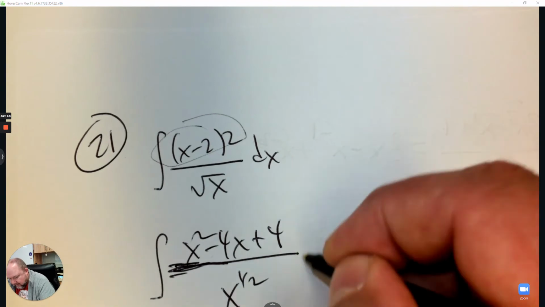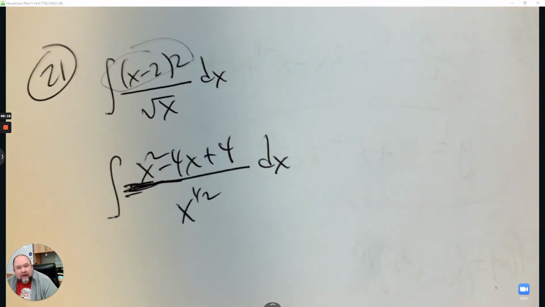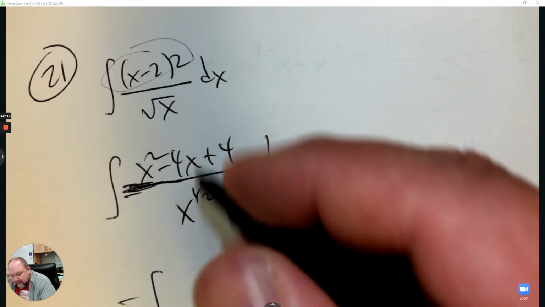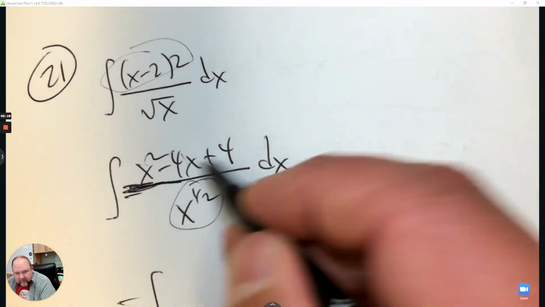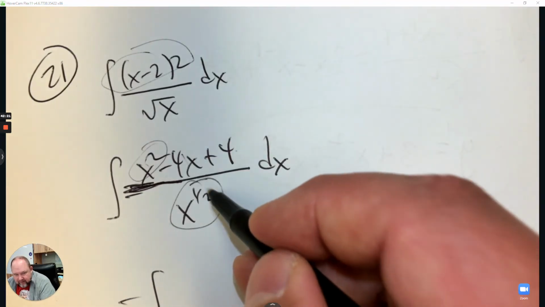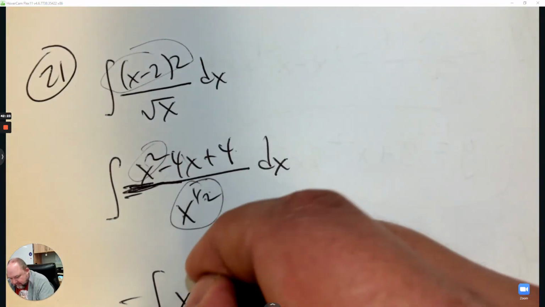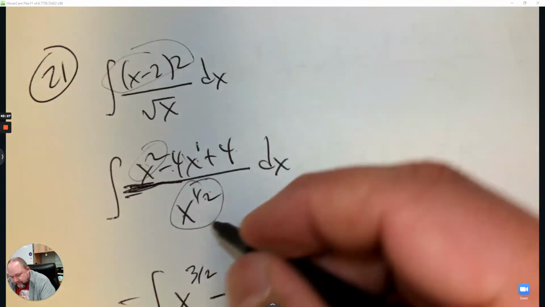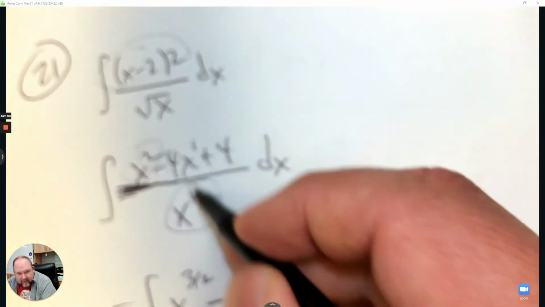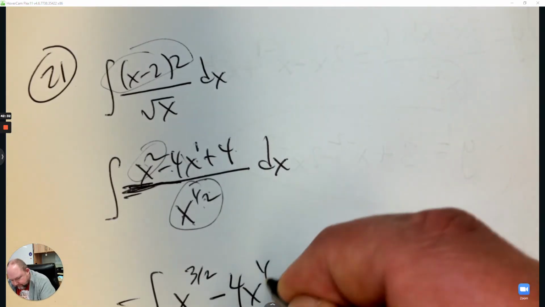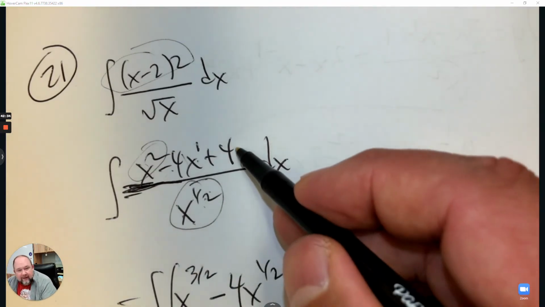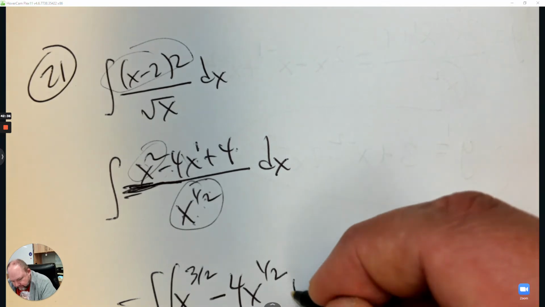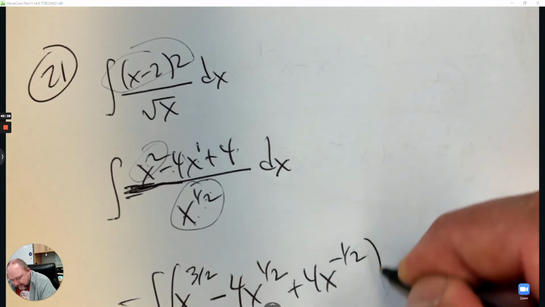And write the denominator as x to the half. Then this x to the half belongs to each one. So x squared divided by x to the half, subtract the exponents. Negative 4x divided by that, subtract the exponents. And then 4 over that, the exponent would be negative.